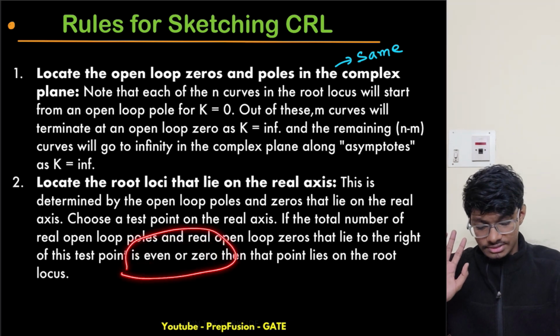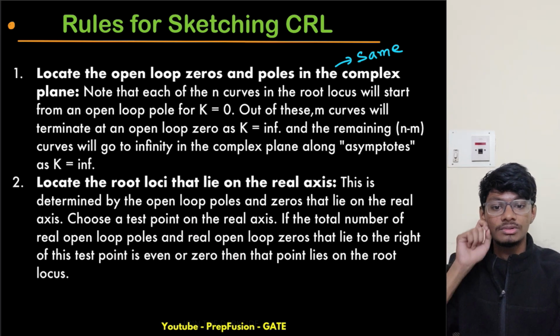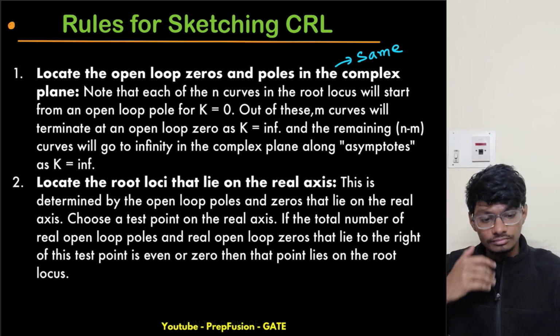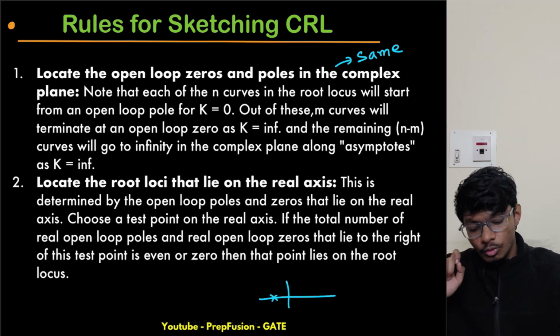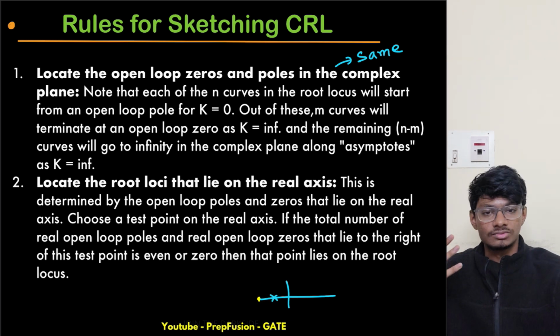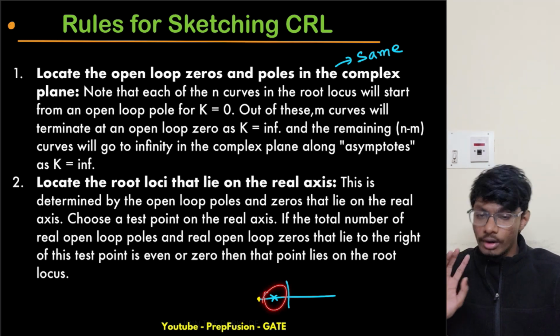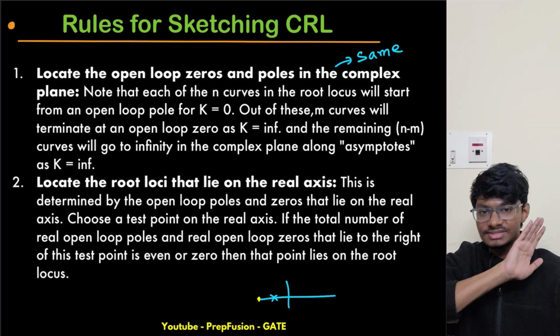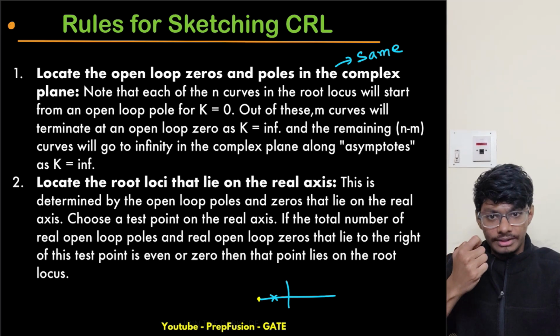So here it changed to even. I hope you understand why even. Here the angle condition has become 0. Let's say I have a pole over here, and I want to check for this test point. What is the angle from this pole to this test point? It is -180. Does it satisfy my angle condition for positive feedback? No, it doesn't. Hence an odd number of poles and zeros on the right hand side of my test point is not possible. What is possible is an even number, or 0.